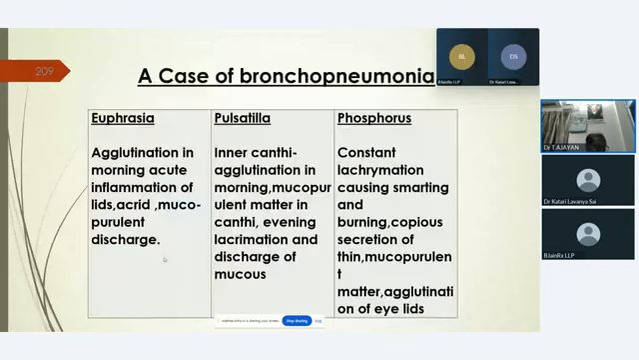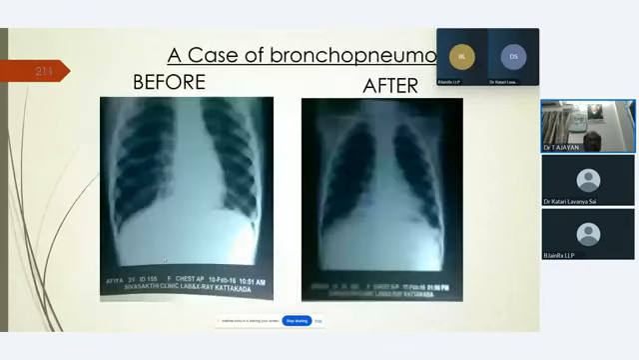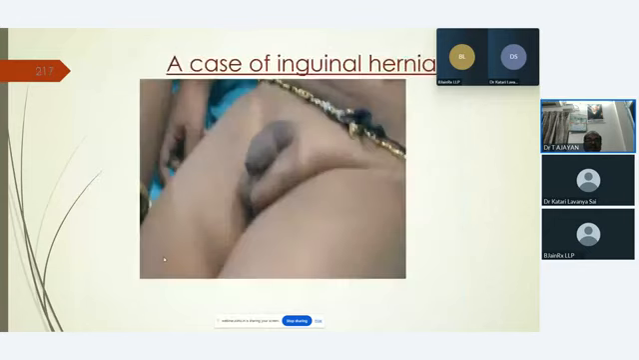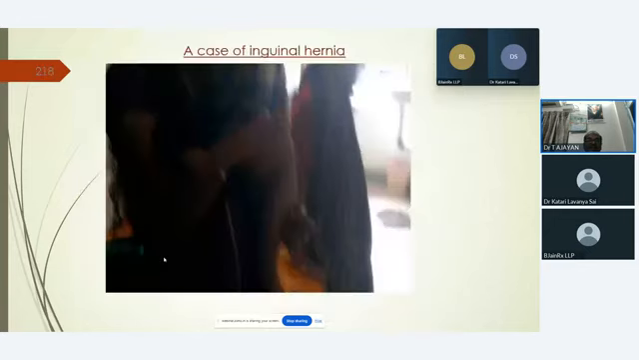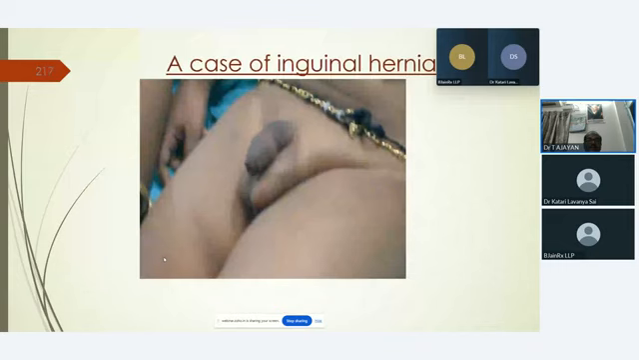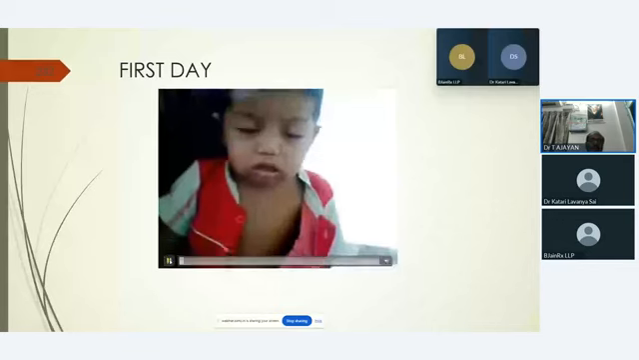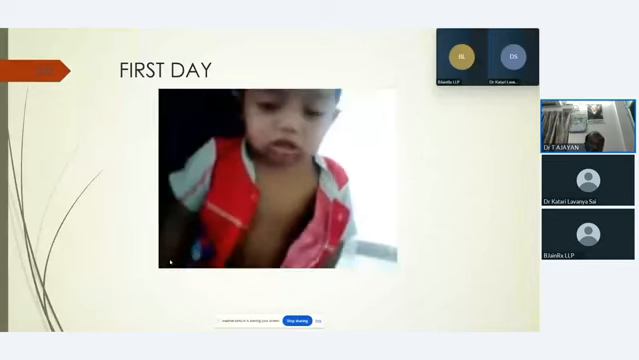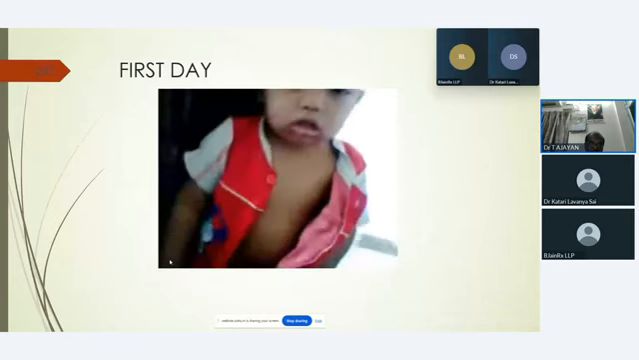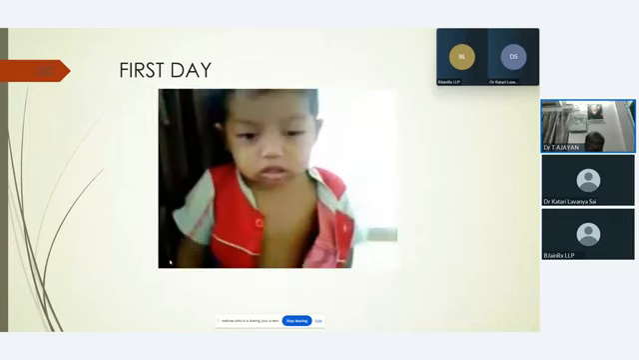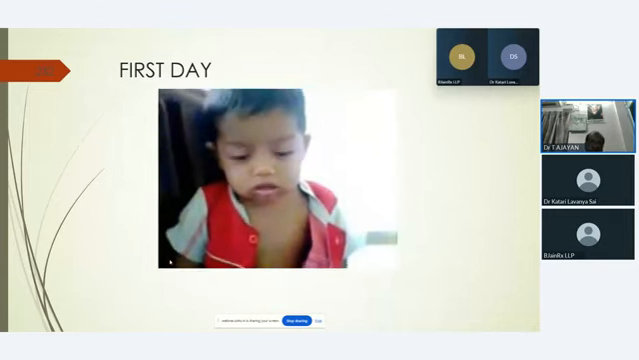Then so many cases in my hand, but the time is over. There is a case of inguinal hernia. I will show you another case. Look here, it's antimonium tartaricum. It's a case of bronchopneumonia, with drooping of the eyelid. Observational symptom wise, the medicine selected here is antimonium tartaricum.